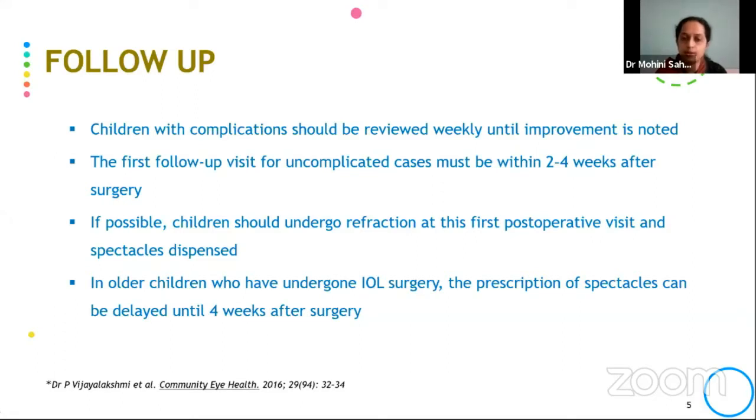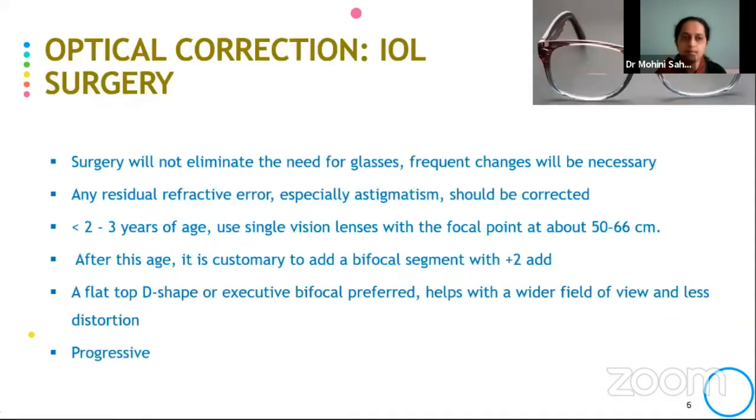The first follow-up for an uncomplicated case should be around 2 to 4 weeks, a little later for the pseudophakic children. If possible, the child should undergo refraction and the glasses dispensed at this very visit. In a pseudophakic child, it is important to mention to the parents that the surgery will not eliminate the need for glasses and frequent changes might be necessary. Any residual refractive error, especially astigmatism, should be corrected.